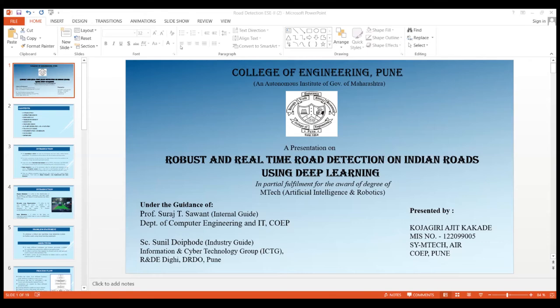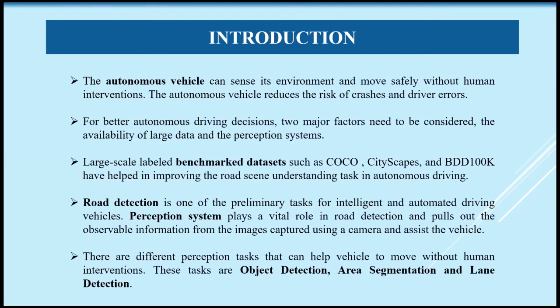Good afternoon. I'm Kojagiri Kakade. My topic of presentation is robust and real-time road detection on Indian roads using deep learning. As we know, recently an immense amount of research has been done in the field of autonomous vehicles. These autonomous vehicles can sense their environment and can control all the aspects of driving to move the vehicle safely without human intervention. Also, the government identifies that autonomous vehicles reduce the risk of crashes and driver errors.